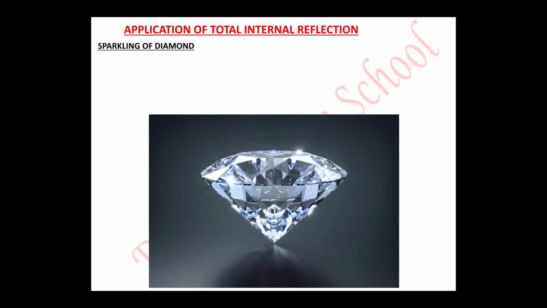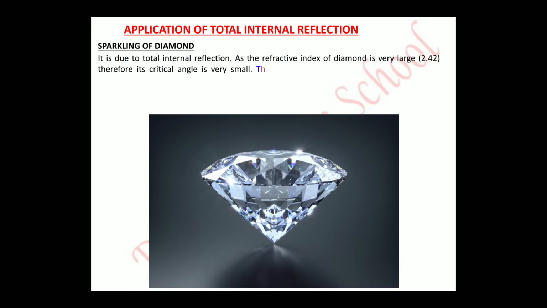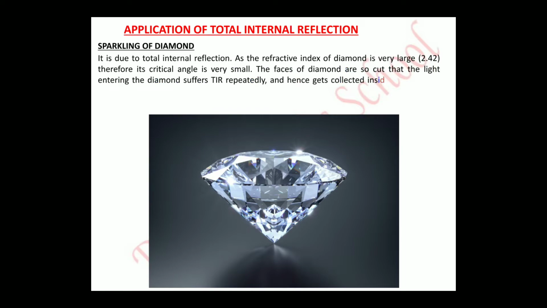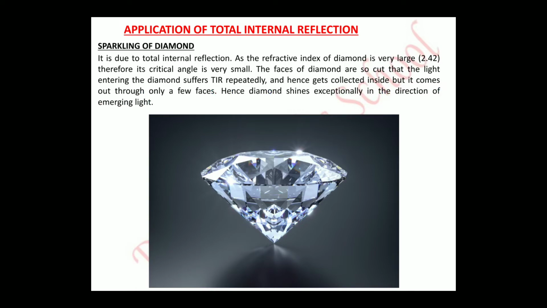And that's why the diamond shines exceptionally in the direction of emerging light. For making a note, it is due to total internal reflection, as the refractive index of diamond is very high, therefore its critical angle is very small. The faces of diamonds are so cut that the light entering the diamond suffers total internal reflection repeatedly and hence gets collected inside it, but it comes out through only a few faces. Hence diamond shines exceptionally in the direction of emerging light. You must have studied this in class 10th also.